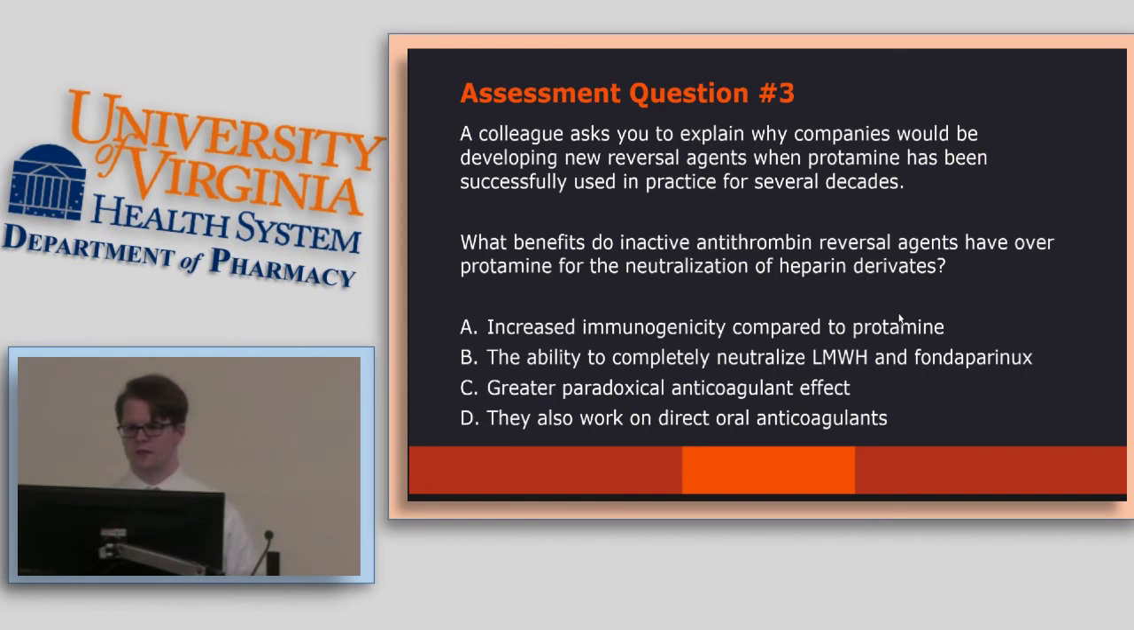And this brings us to assessment question number 3. A colleague asks you to explain why companies would be developing new reversal agents when protamine has been successfully used in practice for several decades. What benefits do the inactive antithrombin reversal agents have over protamine for the neutralization of heparin derivatives? Is it A, increased immunogenicity; B, ability to completely neutralize low molecular weight heparin and fondaparinux; C, greater paradoxical anticoagulant effect; or D, that it also works on direct oral anticoagulants?